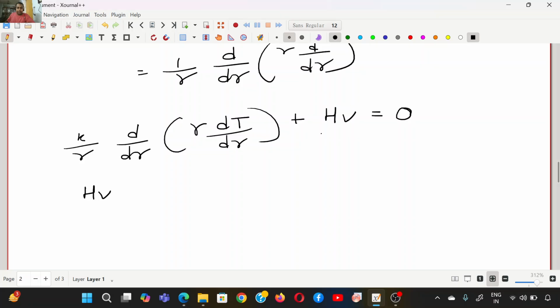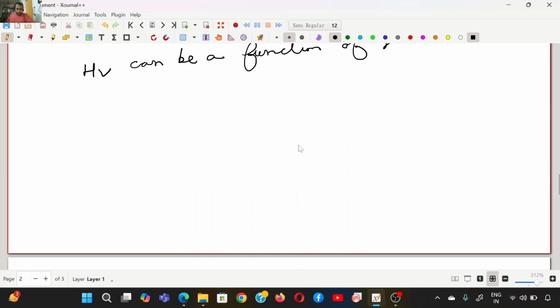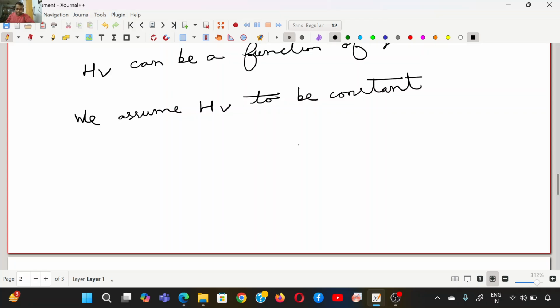Now again hv, anyway it's a steady state, but hv can be a function of r, right? It can also depend on spatial coordinates. But to make our problem simple, this is an example problem to show you how this equation works. So in our case, we assume hv to be constant, a uniform value throughout the wire.